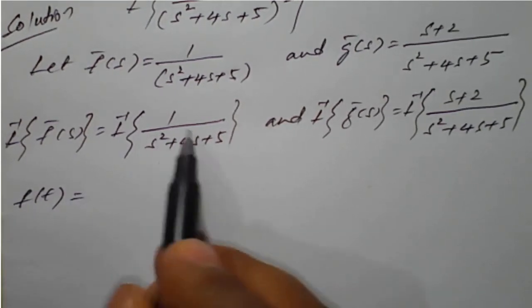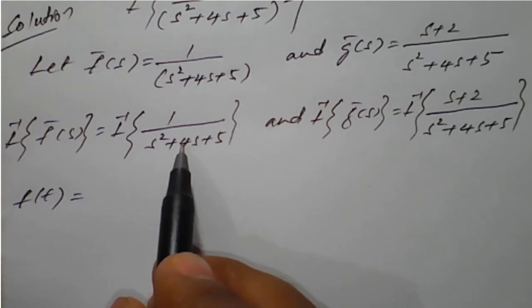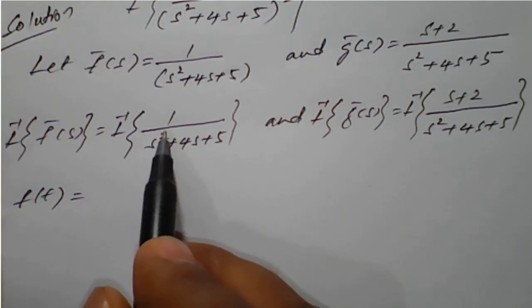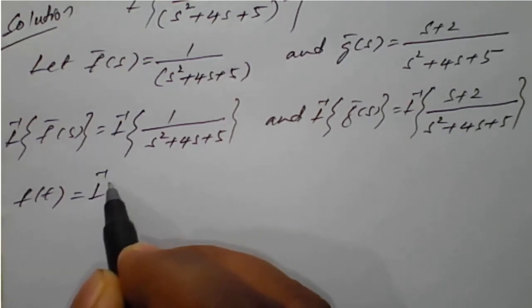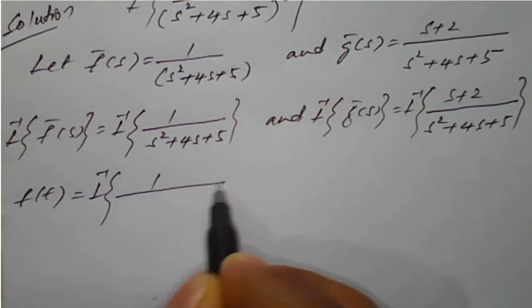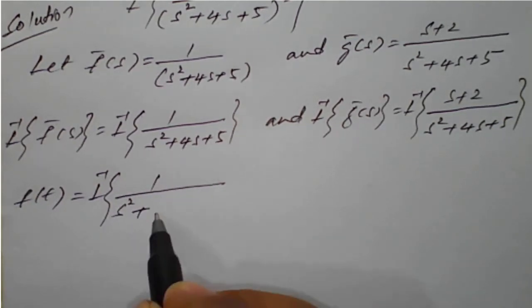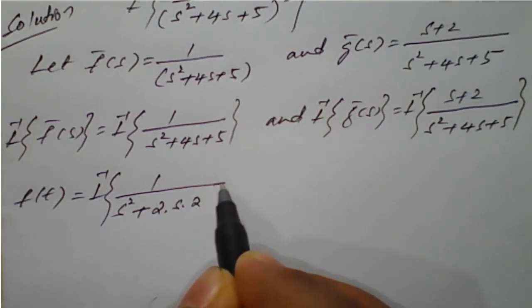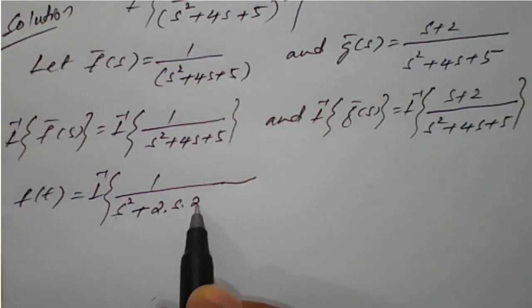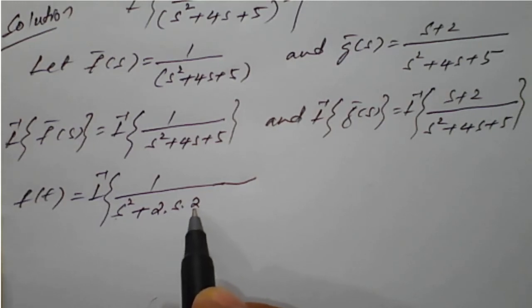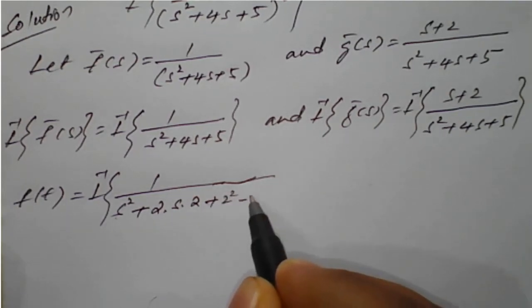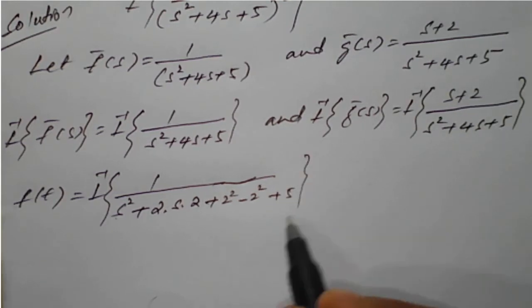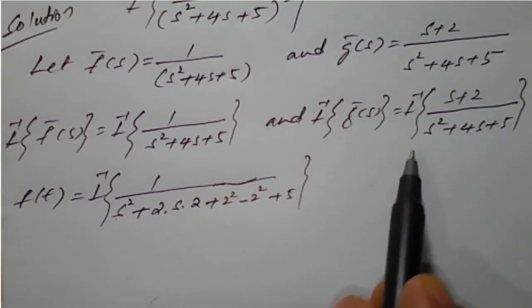So f(t), which is the inverse Laplace of F'(s), we first need to make a perfect square for this. So 1 divided by s² + 2·s·2, which is the a² + 2ab form. Here the value of b is 2, so we need b², so we'll add 2² and then subtract 2², and plus 5 as it is. First we'll simplify this, then apply it directly to G'(s).